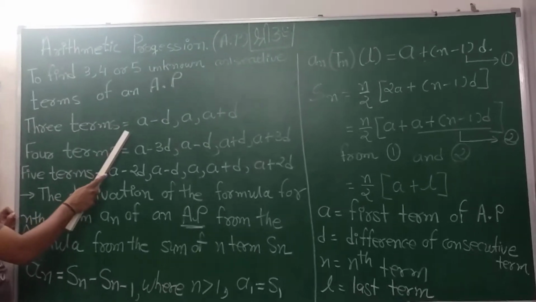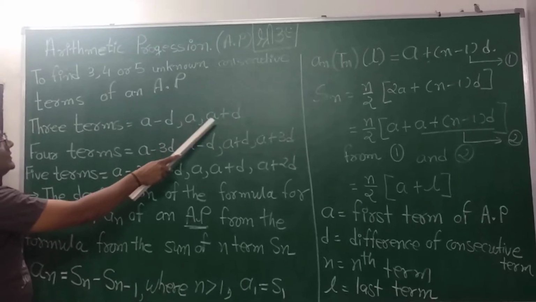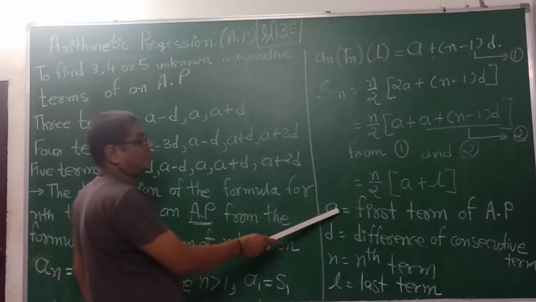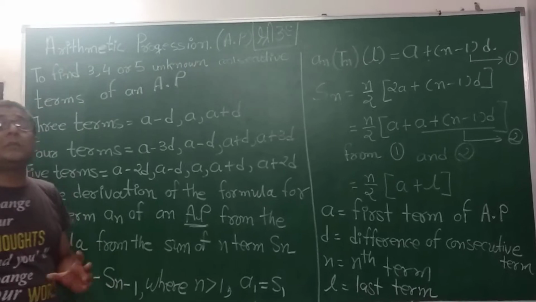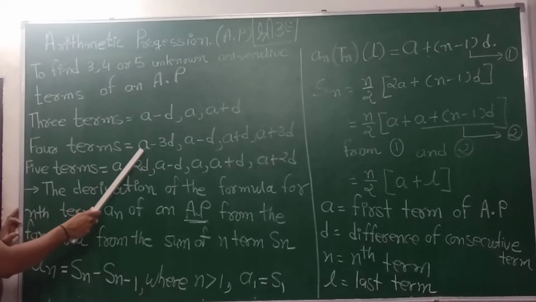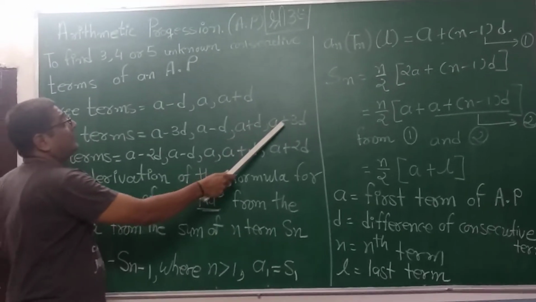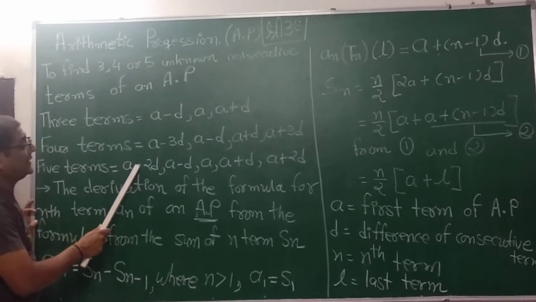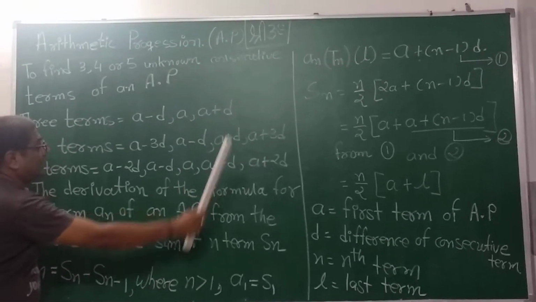If 3 terms are missing, these are a minus d, a, a plus d, where a is the first term and d is the difference of consecutive terms. Consecutive means one after another. Now if 4 terms are missing, that is a minus 3d, a minus d, a plus d, a plus 3d. If 5 terms are missing, that is a minus 2d, a minus d, a, a plus d and a plus 2d.